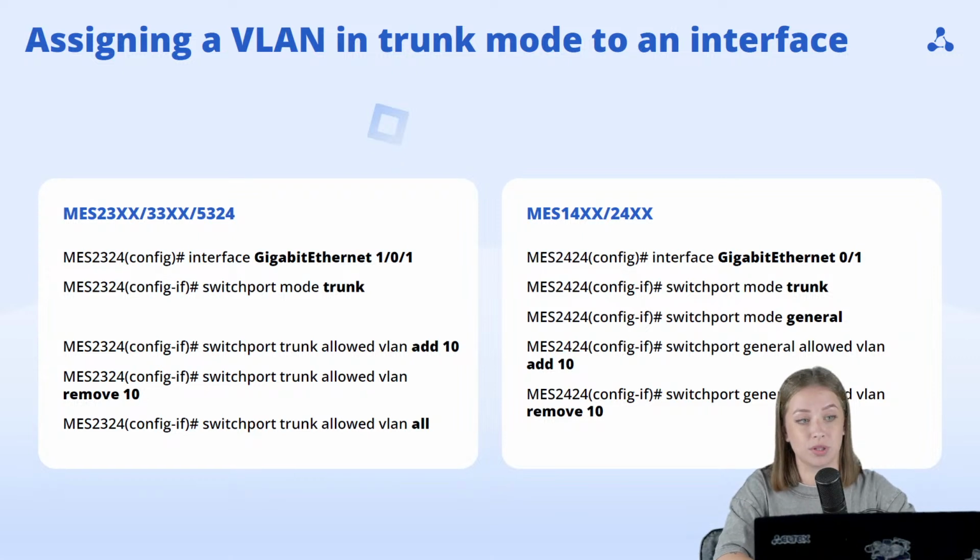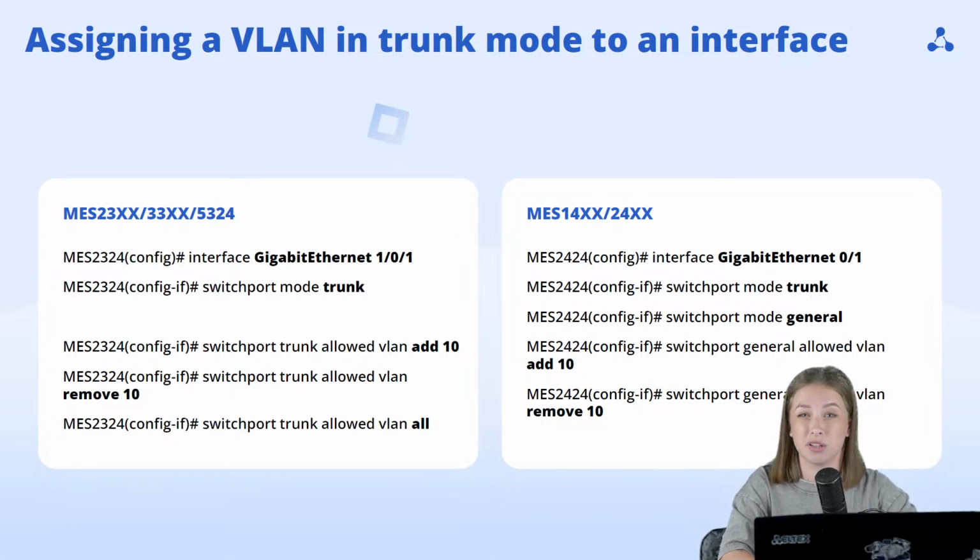Let's move to the work with the tagged type of traffic. In our equipment, we can use 2 modes, general and trunk. In the MES24 series, if you write switchport mode trunk, you will allow traffic in tagged format to pass through the interface in all VLANs that are created in the VLAN database. To work with a specific VLAN, you should use switchport mode general.